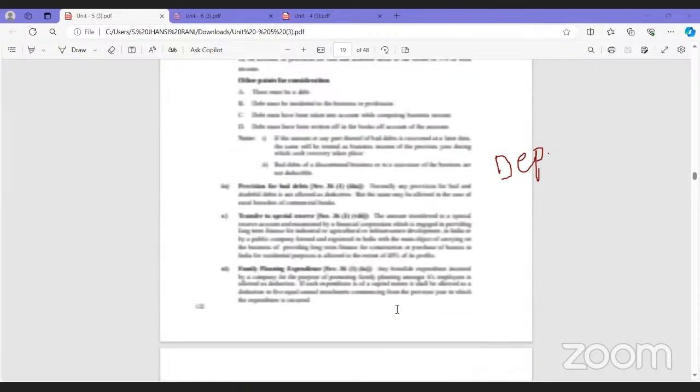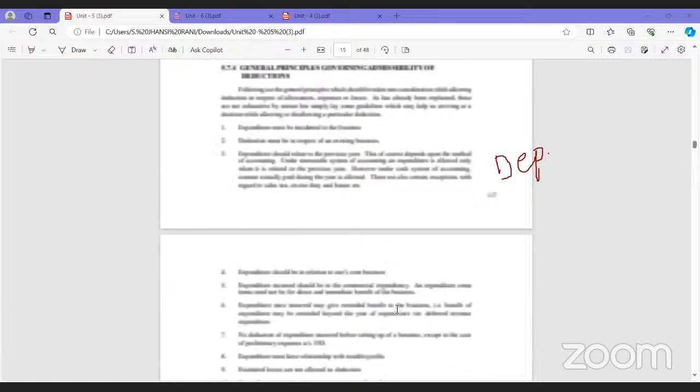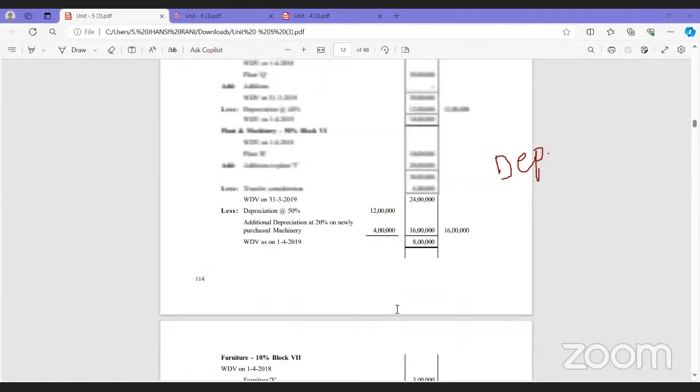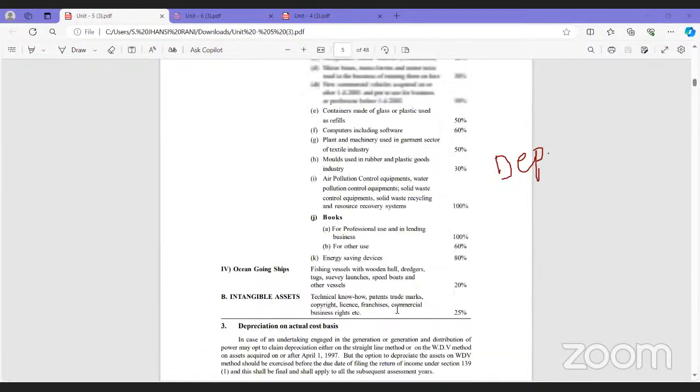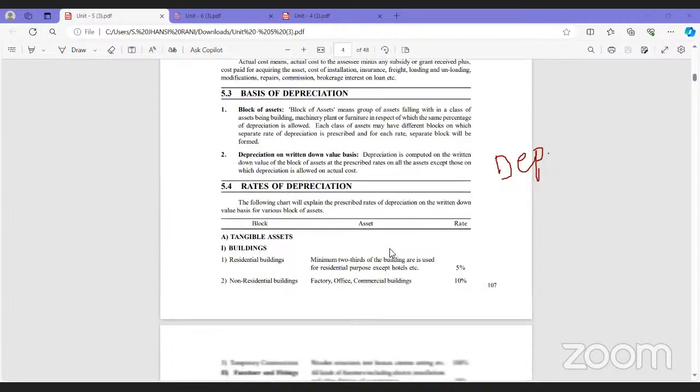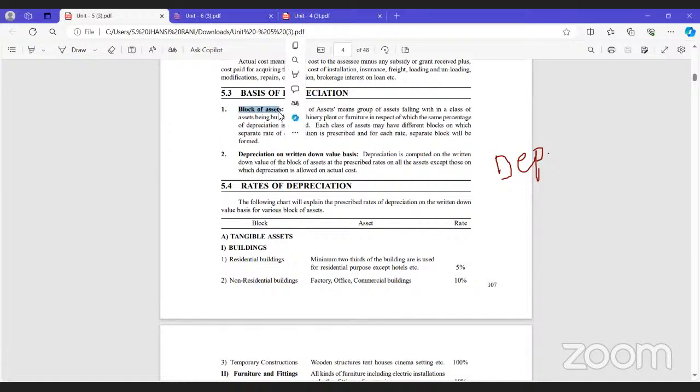In relation to that only, these are the different rates of depreciation given here. You can just look at here. And here we call it a block of assets. The term, if you look here, is block of assets. Sometimes this will come for short notes also. Block of assets means a group of assets which all fall under the same rate of depreciation, or the same percentage.